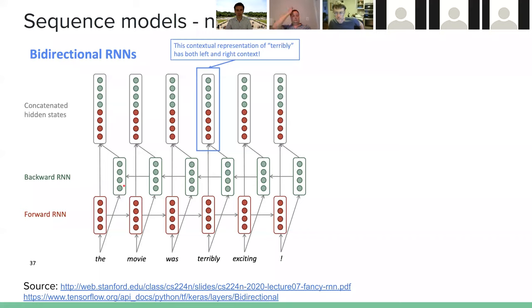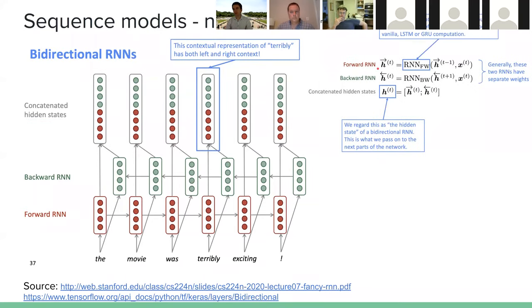And then based on our problem, if this is an N-to-1 or N-to-N problem, in this case, it looks like an N-to-N where you have a sequence as an input and you want to output a sequence, you combine the outputs of both the forward network and the backward network into one large, concatenated output. So in this case, if you look at the word terribly, it depends both on context coming before it and also context coming after it. So you have one neural network that does the forward pass, one that does the backward pass, and then the combined output of your network is just a concatenation of these hidden states.